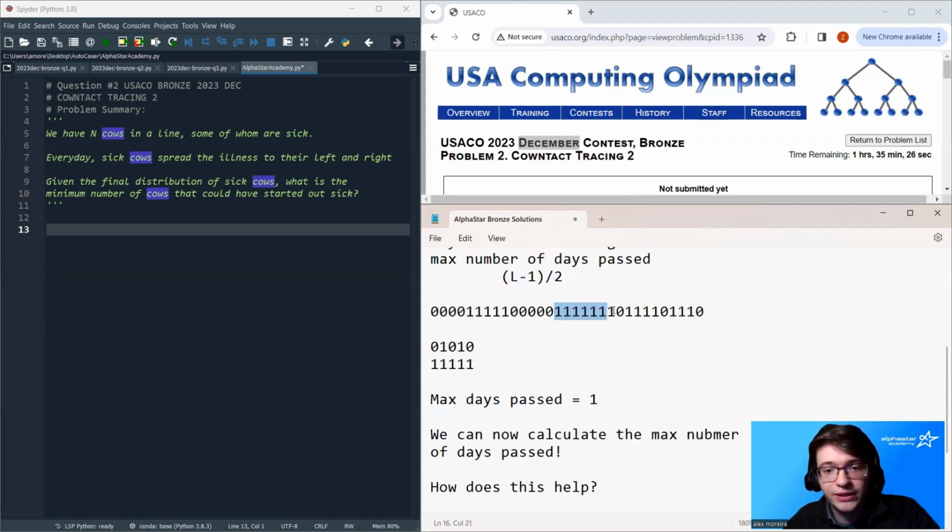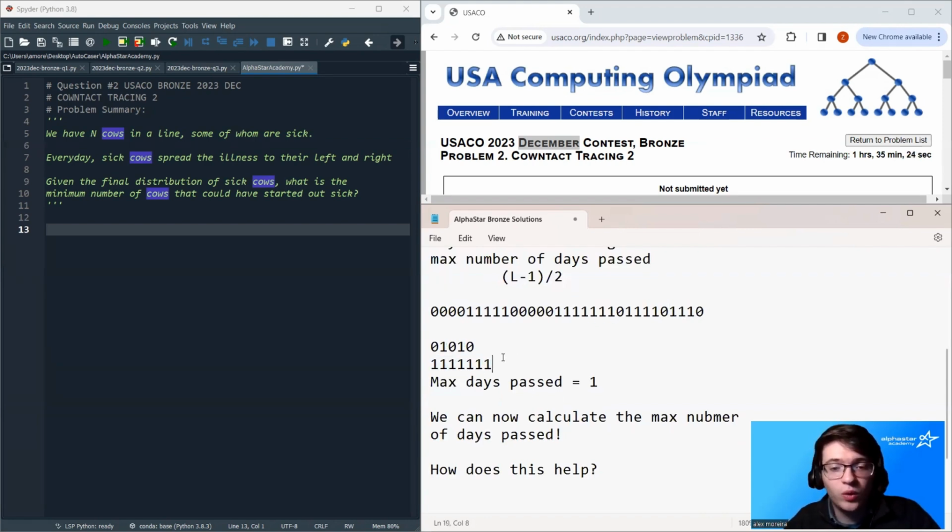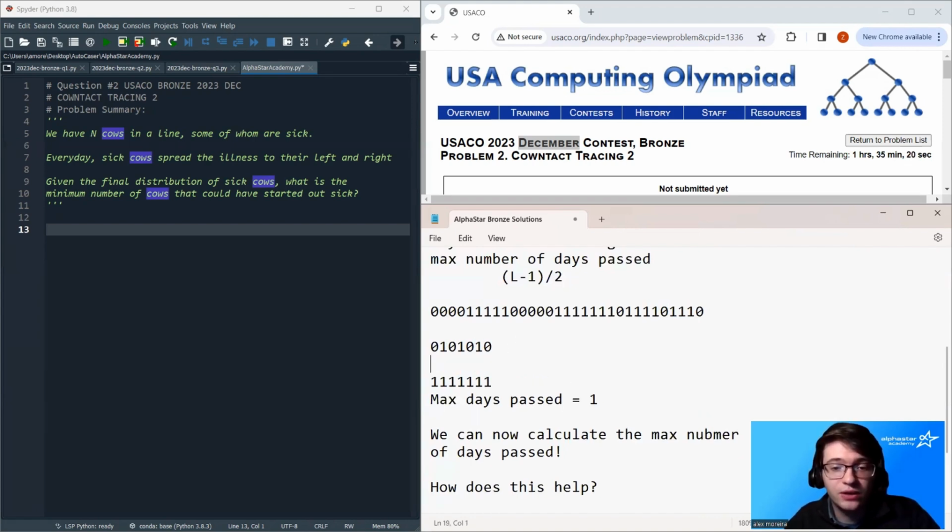Now here we have a length 7 interval. If we only get 1 day, we need to start with 3 sick cows to produce a length 7 interval. Right, so here we're starting with 3 sick cows. They all pass to the left and right. We get a length 7 interval. So the starting position would look like this.